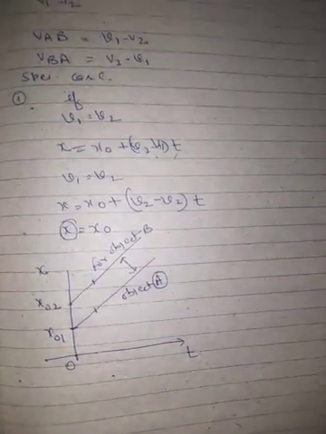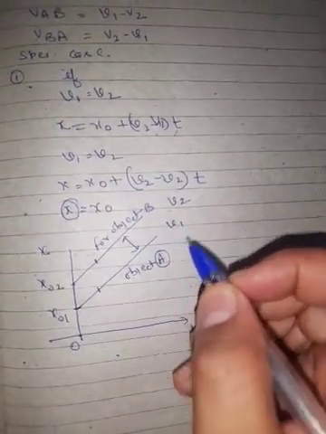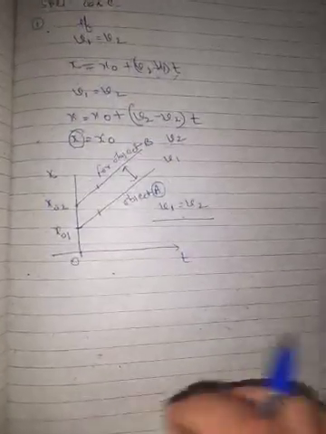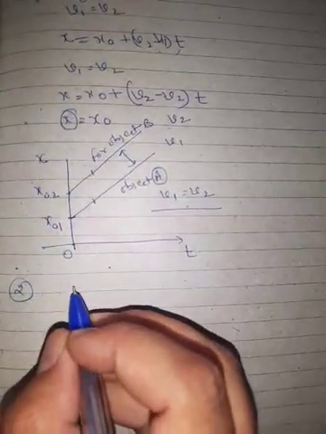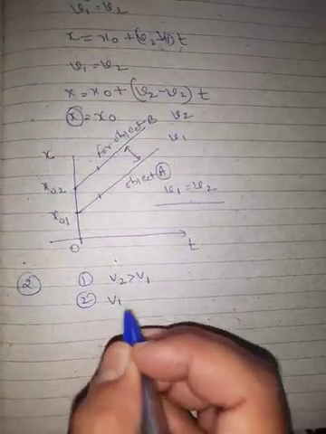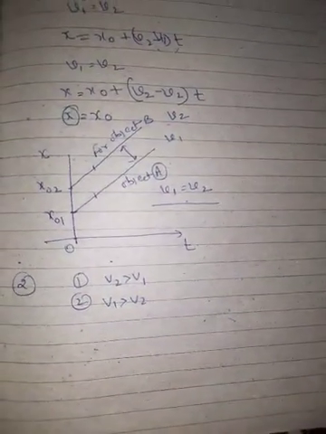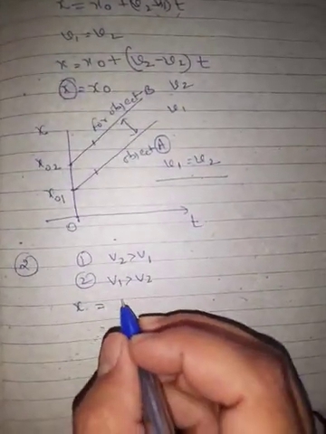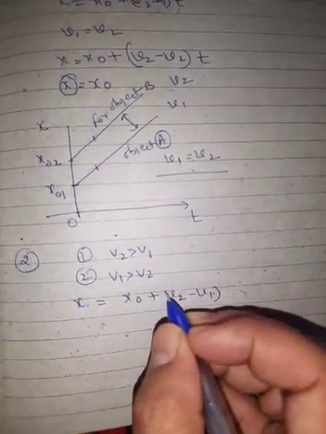Okay students, so this is the simple graph for when velocity v2 equals v1. Clear? Now the second special case I am discussing. In this case, one time we will take v2 greater than v1, and the second time v1 greater than v2. Simply I am taking the equation x equals x naught plus (v2 minus v1) into t.